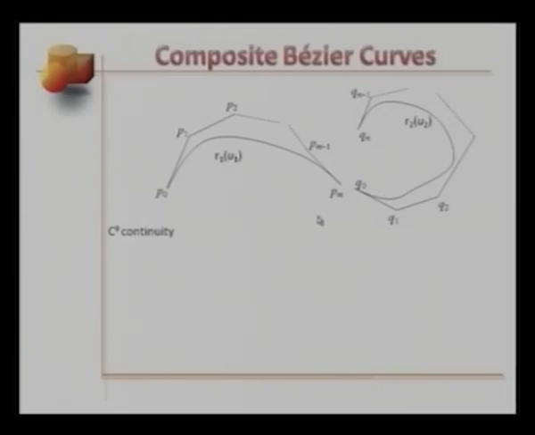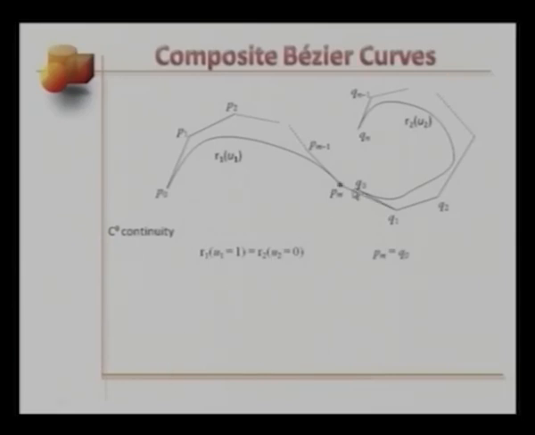For C0 continuity, I would want to impose that this point here, which corresponds to R sub 1 for value of U1 equals 1, should be equal to this point here, which corresponds to R sub 2 for U2 equals 0. So, P sub m and Q sub 0 should be the same for C0 continuity. Let's try to bring these 2 points together.